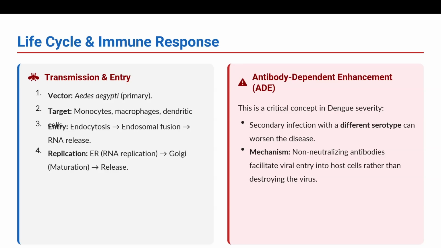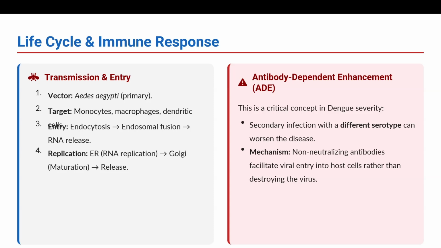The targets are monocytes, macrophages, and dendritic cells. The virus gets endocytosed into the cell and fuses with the endosome and releases its RNA. This RNA goes to the endoplasmic reticulum where it replicates, and further matures in the Golgi apparatus, and is then released to further infect other monocytes and macrophages.